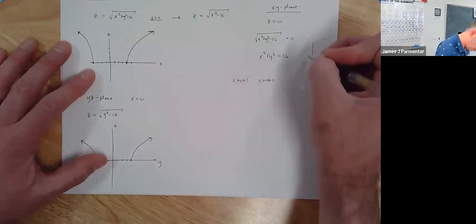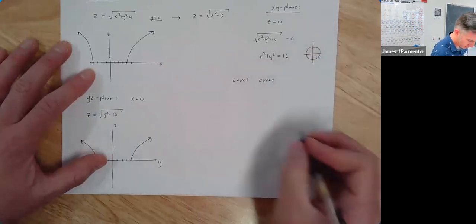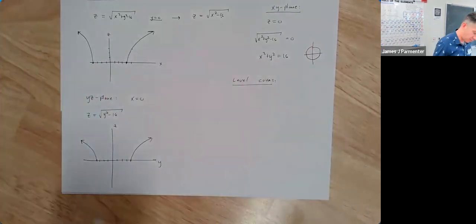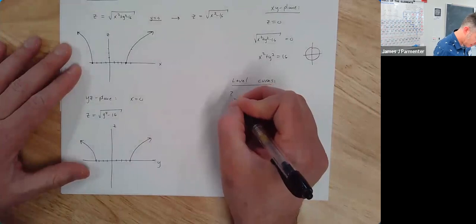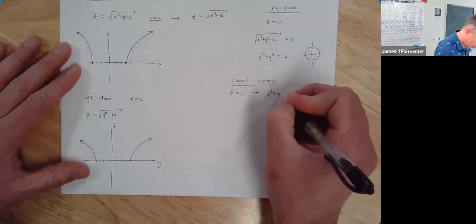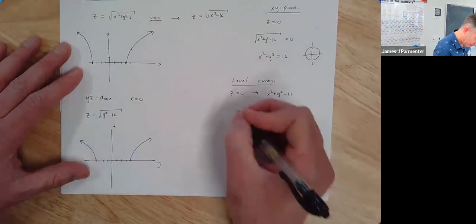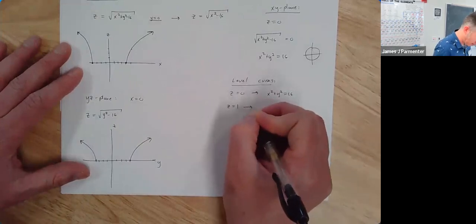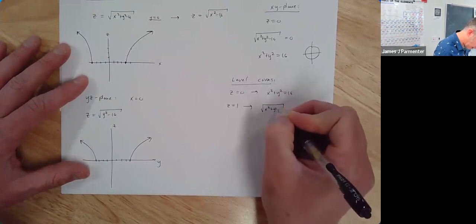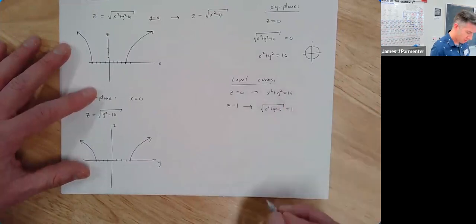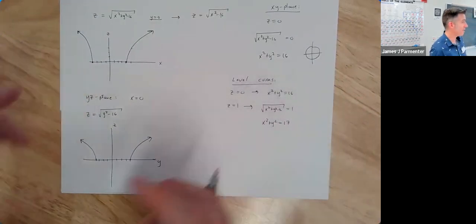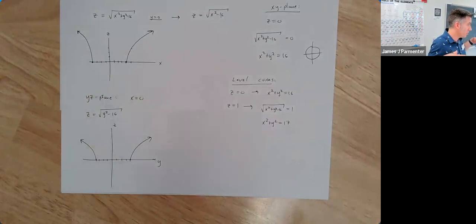I guess I could draw this one, sorry. That was my circle. Level curves, you're just letting z be larger and larger and larger. So for example, if we pick z equal to 0, we exactly get the one we just talked about, x squared plus y squared equal to 16. If we pick z equal to 1 higher, we have the square root of x squared plus y squared minus 16 equal to 1. Or x squared plus y squared equal to 17. So you have a slightly larger circle when you go up 1.